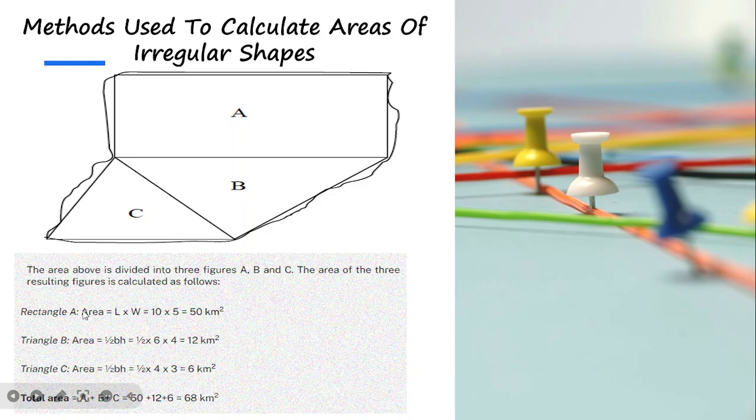We know for the rectangle, the area is length times width. So 10 times 5 equals 50 kilometers squared. Triangle B, half times base times height, so half times 6 times 4 equals 12 kilometers squared. For triangle C, the area is half times base times height, so half times 4 times 3, which equals 6 kilometers squared. So the total area will be A plus B plus C, so 50 plus 12 plus 6, you get 68 kilometers squared. That will be the area of this given irregular shape, the outside one.